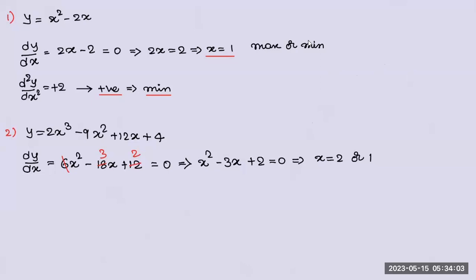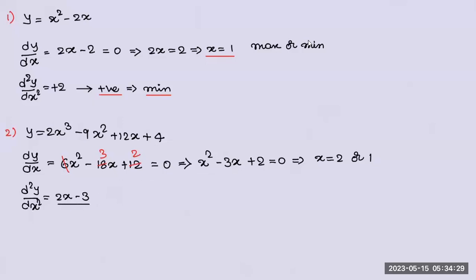Differentiate, double differentiate. d square y by dx square is equal to, second differentiation of this one, 2x minus 3. Sir, I don't know if this is positive or negative. Yeah, you are right. Wait a minute. We will decide positive or negative by substituting the values.